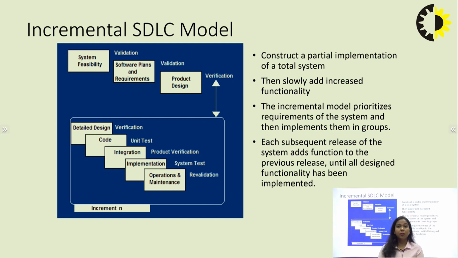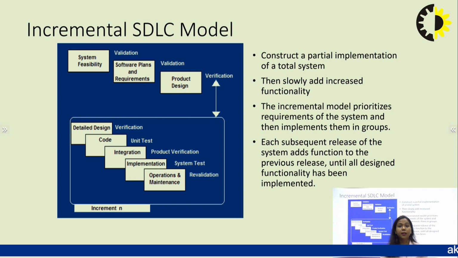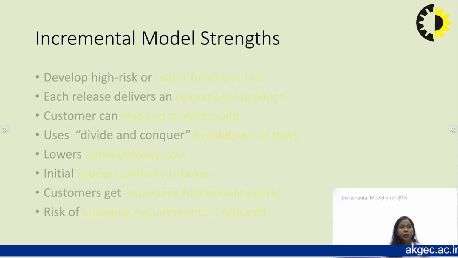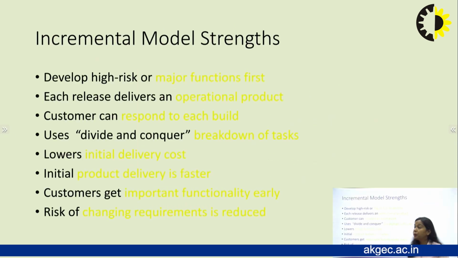Suppose you have Android, which has different versions, or Windows having different versions as per the requirement and feedback of the customer. We are performing the incremental model and releasing versions of the software. Now, what are the different strengths? Actually, the advantages we get: we develop high-risk or major functionality first, and it is easy to release and deliver them.